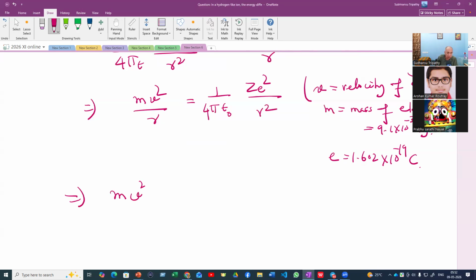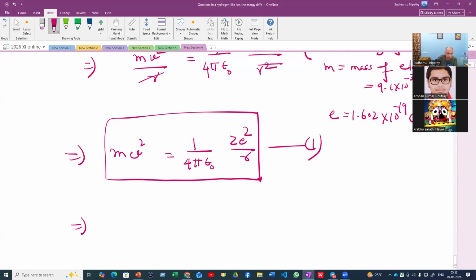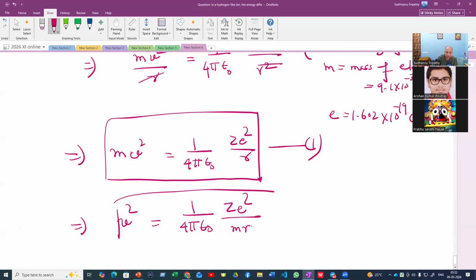mv square is equal to, one r gets cancelled. So mv square is equal to 1 by 4 pi epsilon naught Ze square by r. This is equation 1. Then from where we can find out v square is equal to 1 by 4 pi epsilon naught. m is to be brought to the other side, to the denominator, Ze square by mr. Let's say this is equation 2.